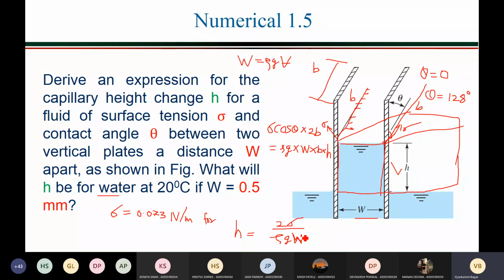See, getting 0.03 meter in this numerical is not the important part. The important part is how to balance the force and how to arrive at this expression. This is important. After that, what is there in the calculation? I hope you understood how we did this. Now can I go to the next slide?